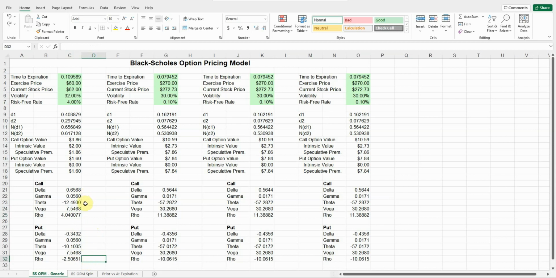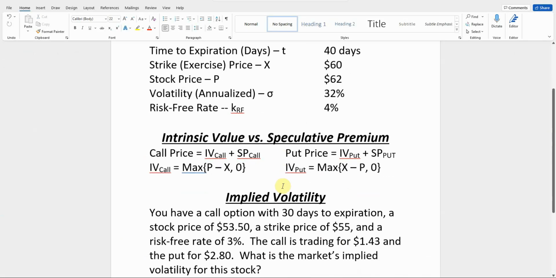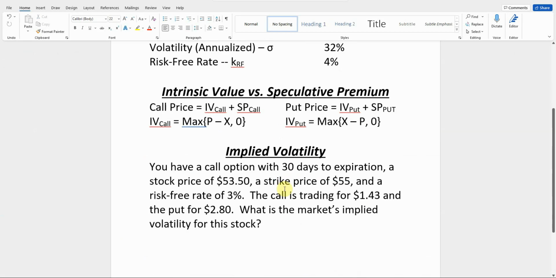Now, the next thing I want to talk about real quick is implied volatility. So let's go back to another example. Let's say you have a call option with 30 days to expiration. Stock price is $53.50. Strike price or exercise price is $55. Risk-free rate of 3%. The call is trading for $1.43 and the put for $2.80.